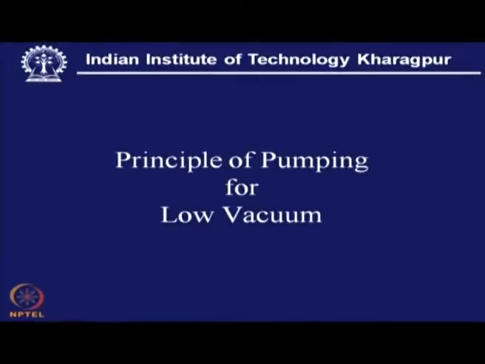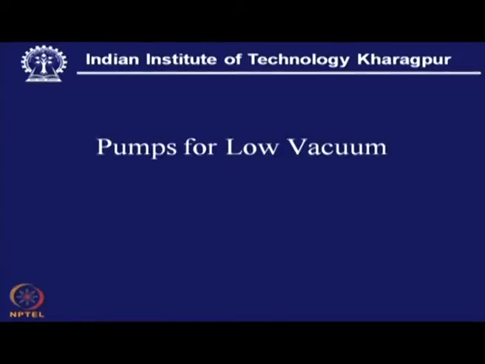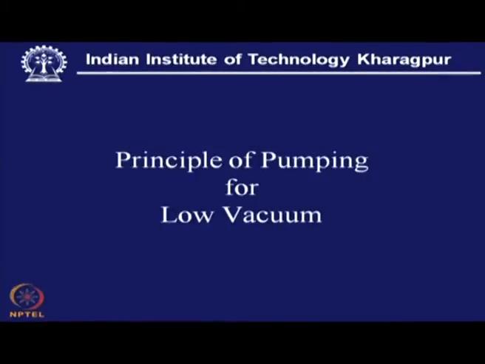Now, principle of pumping for low vacuum. In this case, what is the principle? We have different types of pumps. In one case it is just displacement, that means a few parts in the pump are moving, either rotary or reciprocating, and there is one casing or a stator and one moving piston or a rotor. That is one form of pump, and we call these mechanical pumps.